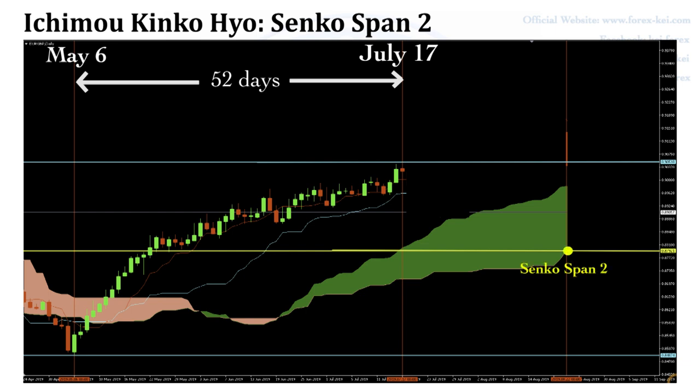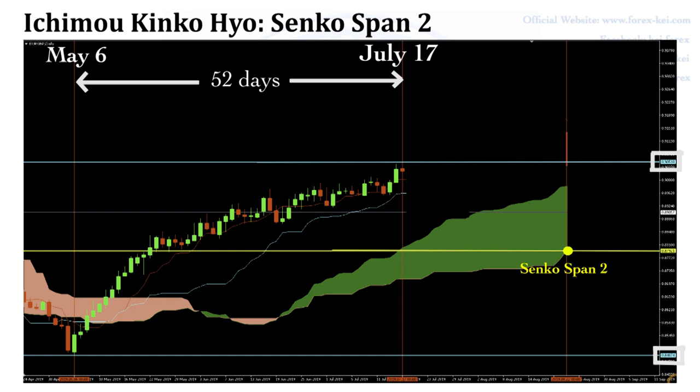If you look at the Kumo, Senko Span 2 is right here at this point, right in between the highest price of 0.90510 and the lowest price of 0.84874. Right in between these prices is the Senko Span 2, which I showed on this yellow line.